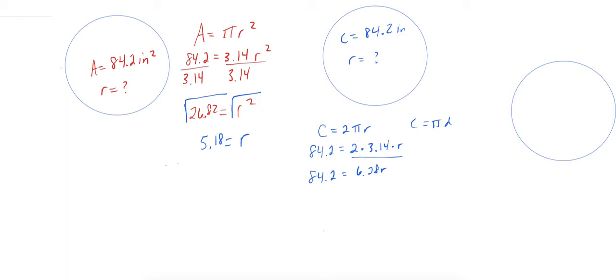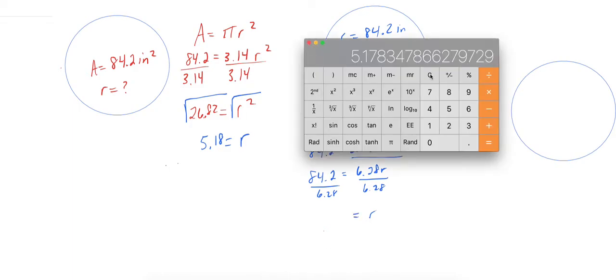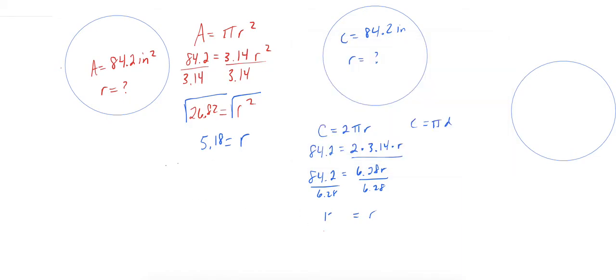Now again, I want to get the r all by itself. So I'm going to divide both sides by 6.28. I'm left with r over here, and 84.2 divided by 6.28 equals 13.41, we'll say. 13.41. All right?